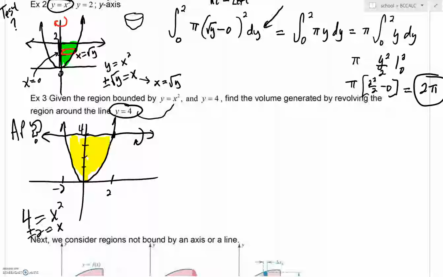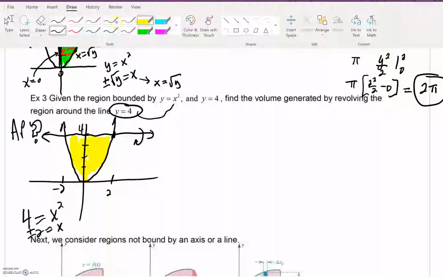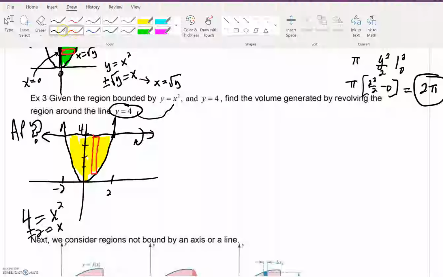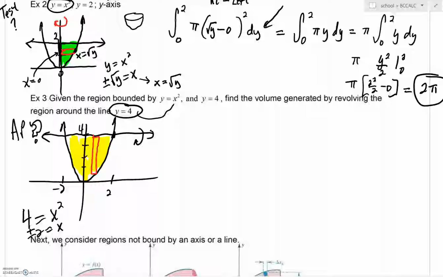The disk method, what you're going to see though is your region doesn't have any space. It goes flush up right against. You can see this yellow is touching the y equals 4. So what do you have to do? Well, go to the line that you're revolving about, this y equals 4. Make a rectangle perpendicular to that axis. In other words, the base of your rectangle will actually be touching and will be on that line.